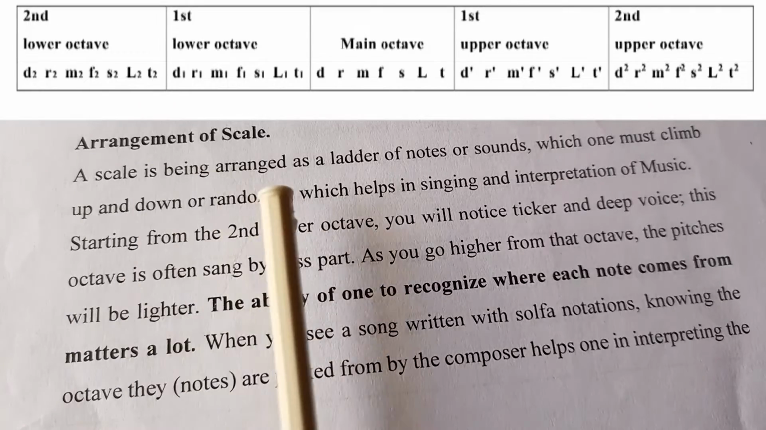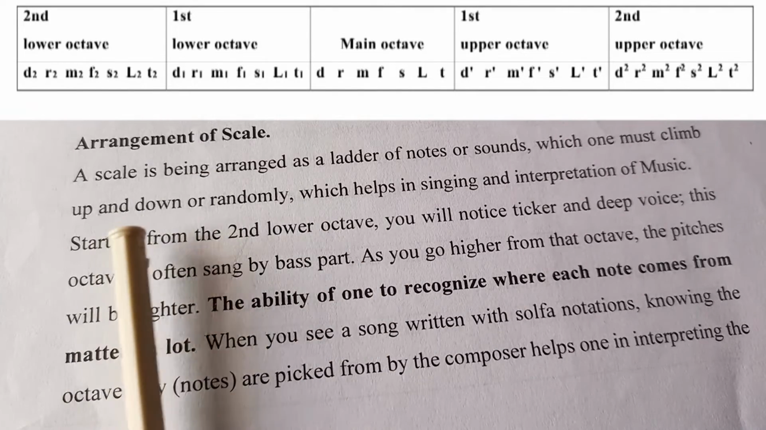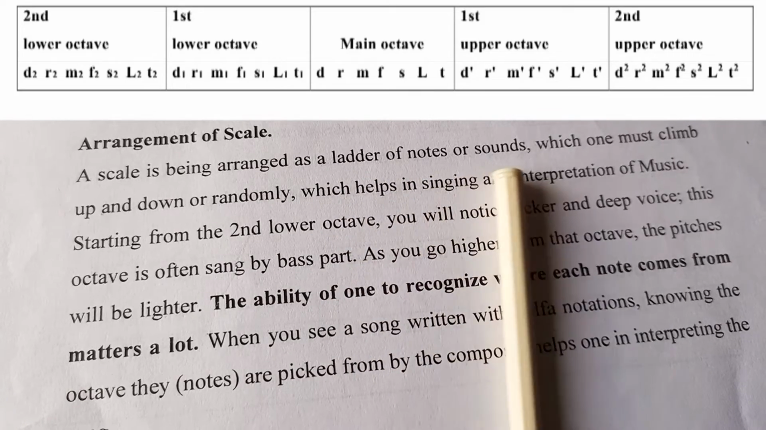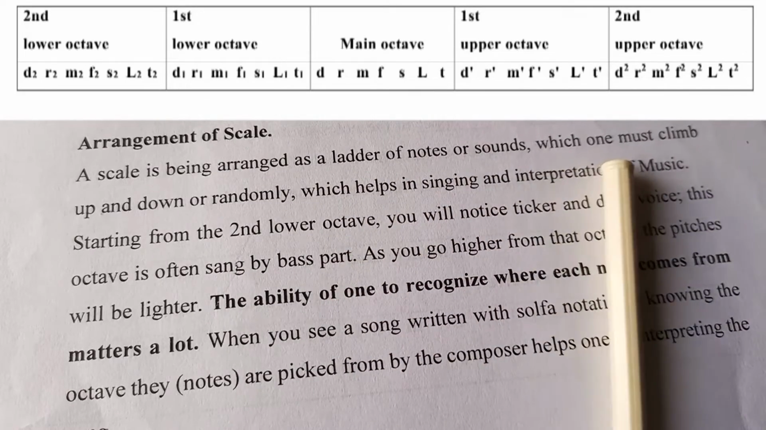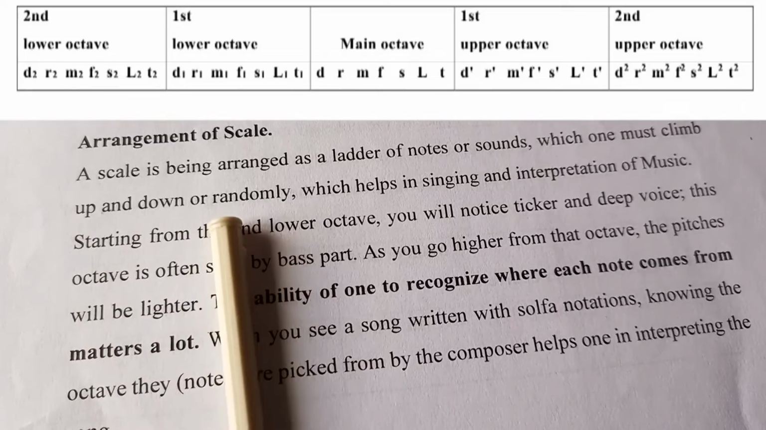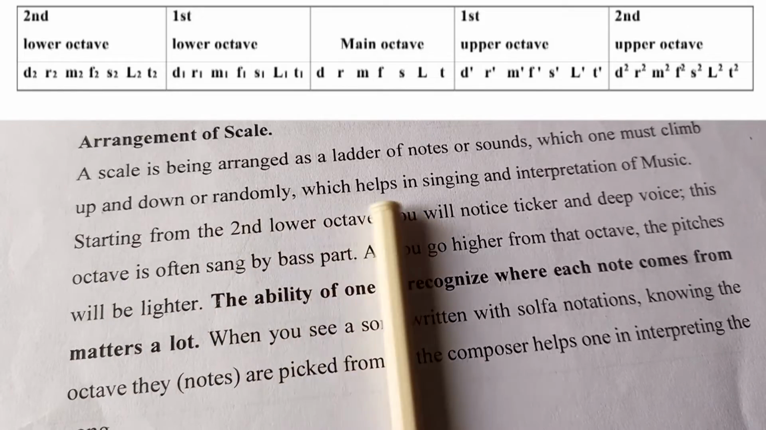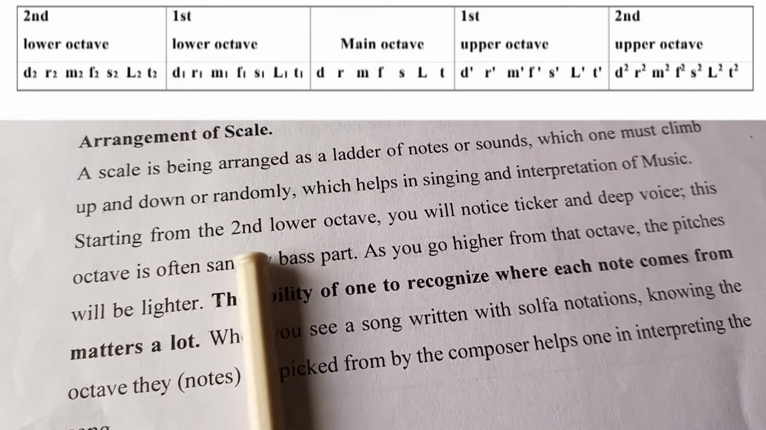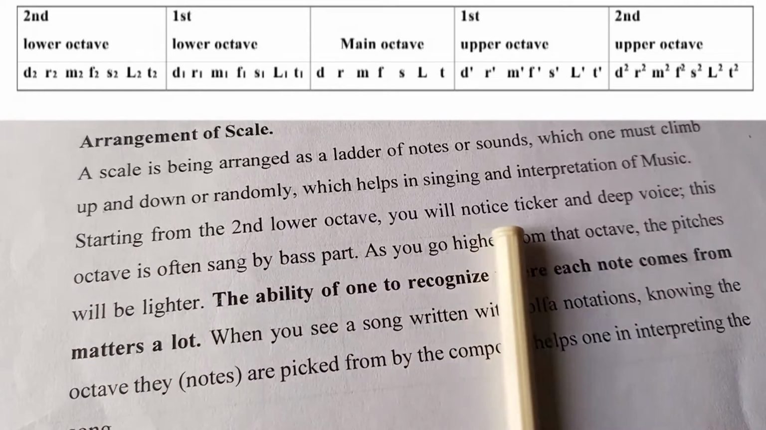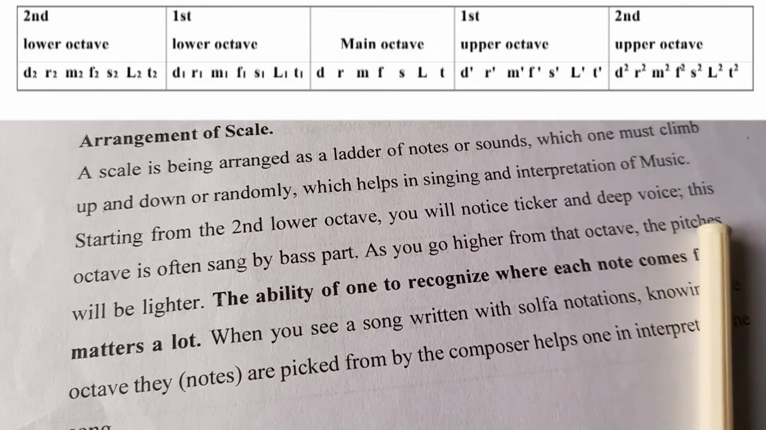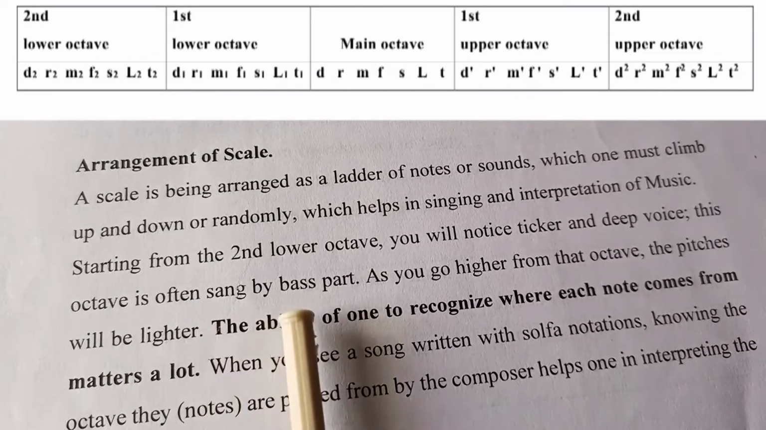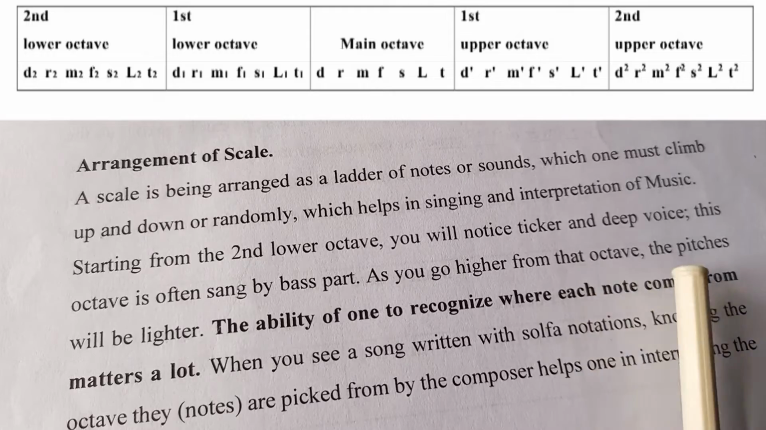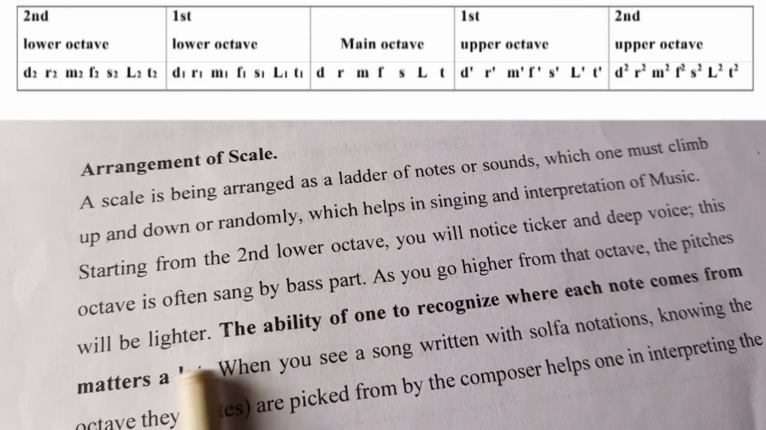Another thing is arrangement of scale. A scale is arranged as a ladder of notes or sounds, which one must climb up or down or randomly, which helps in singing and interpretation of music. Starting from the second lower octave, you will notice a thicker and deeper voice. This octave is often sung by bass parts. As you go higher from that octave, the pitches will be lighter.